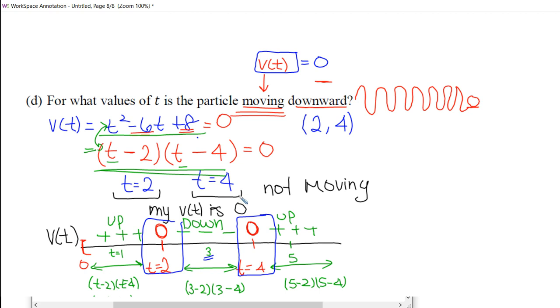Good. And I hope this makes sense. As long as I know where I am not moving, I know that everywhere else other than those points, I am moving.